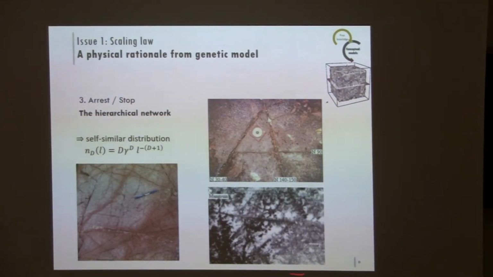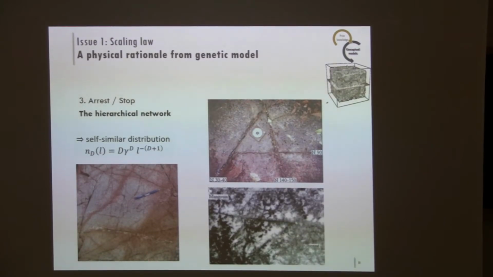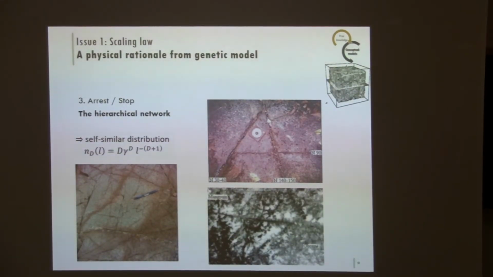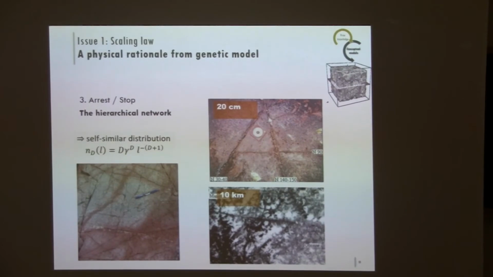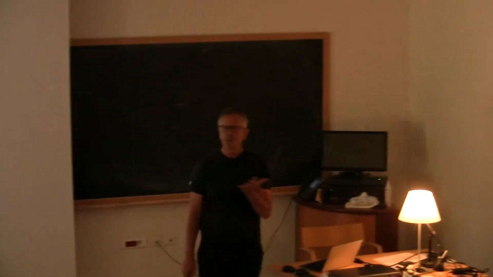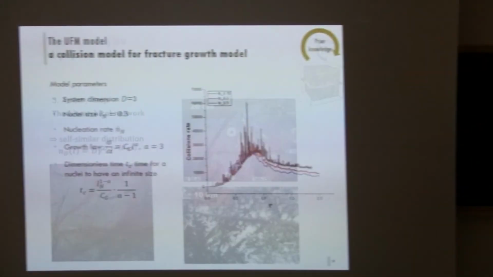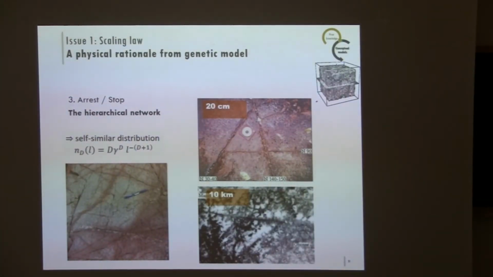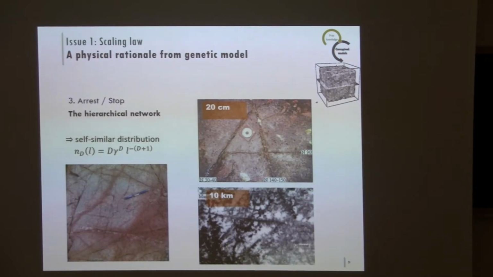Here you have two examples of self-similar distribution. And you know why? Because at 20 centimeters, you see the same as at 10 kilometers. These fractures had been taken in Africa, I think. So you see the pattern here is exactly the same as the pattern here, but you have totally different scales. Okay?